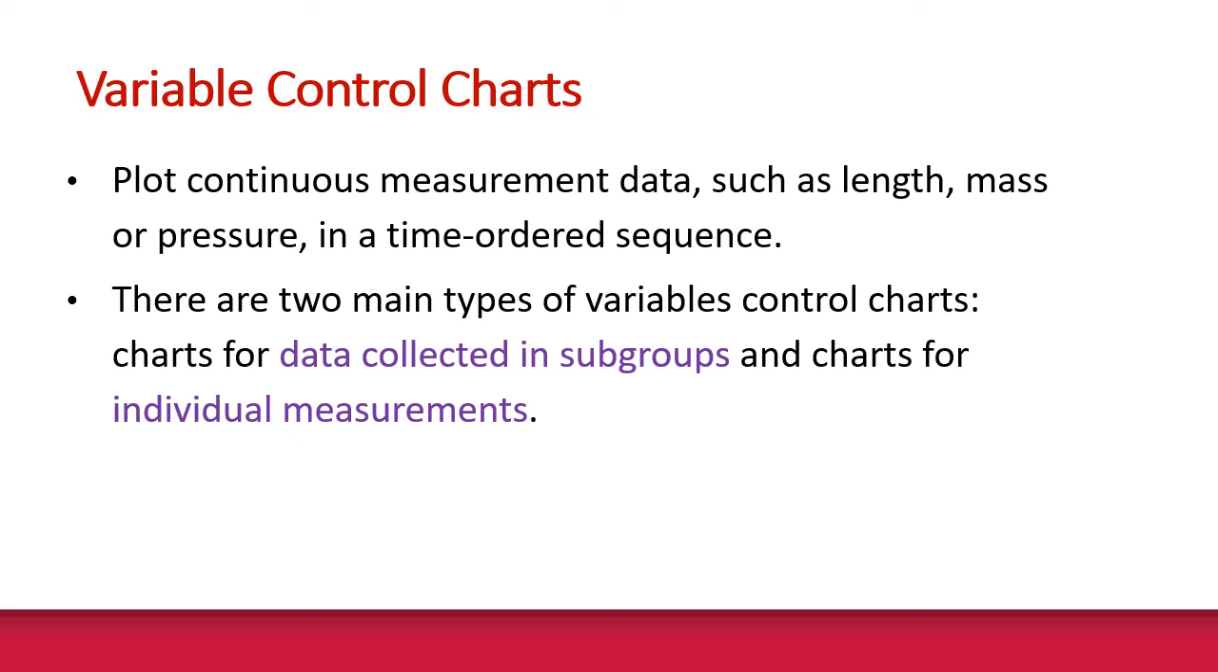So in this particular module, we'll be taking a look at what's known as variable control charts. Again, these plot continuous measurement data such as length, mass, pressure in a time-ordered sequence. There are two main types of variable control charts: data that are collected in subgroups, which we'll discuss primarily, and charts for individual measurements. In this particular module, we're only going to look at data sets collected in subgroups because that's the most useful type, in my opinion, and the one you encounter most.